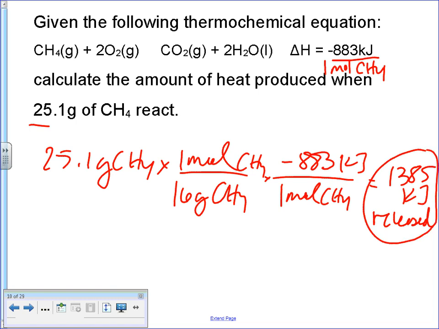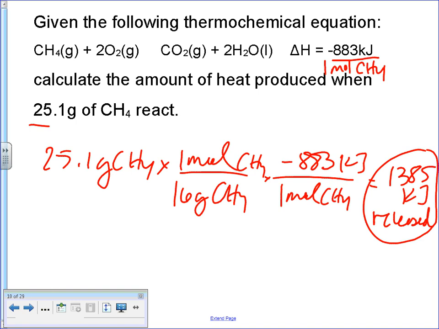If you say the word released, you don't have to write the negative, because they mean the same thing. Or if you just put negative 1385 and didn't put released, it's understood that you mean it's exothermic. Easy so far? Not a lot of new stuff, it's just manipulating data.